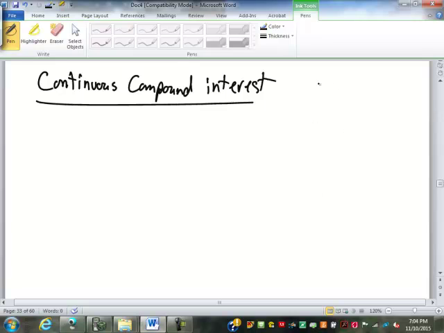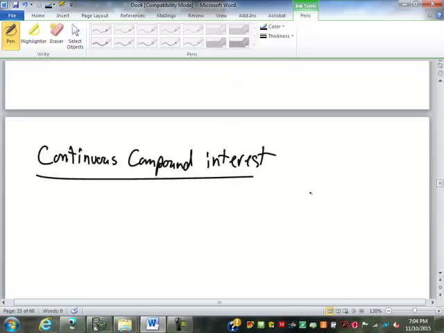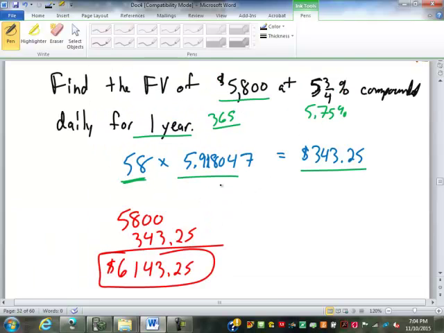Continuous compound interest is just kind of a fancy little buzzword that was used a lot in the early 2000s because the computers could do it. Some of your larger banks advertised it because it sounded like a really great deal. We are not going to calculate continuous compounded interest in here, but I am going to show you an example of it using this one up here.